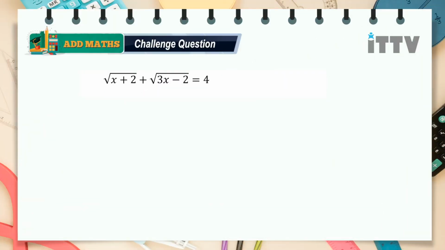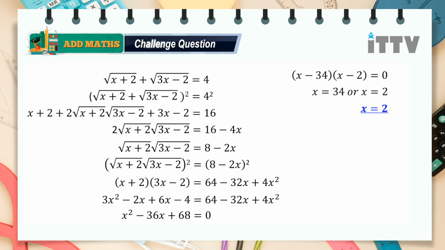And to challenge yourself further at home, you could try out this problem. Surd x plus 2 plus surd 3x minus 2 equals to 4. And the answer to this question would be x equals to 2.